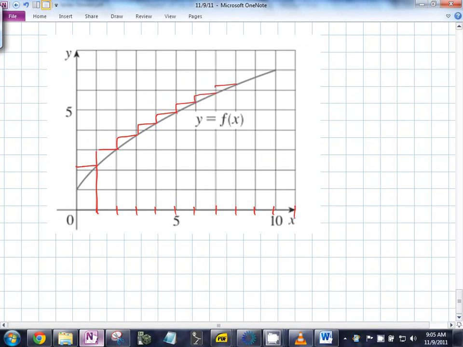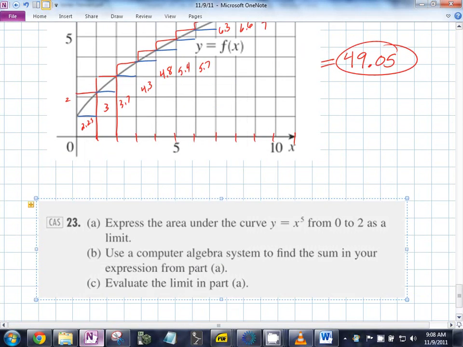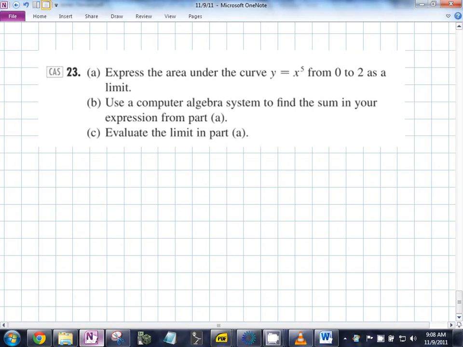Is this pretty similar? Express the area under the curve y equals x to the fifth from 0 to 2 as a limit. Is this pretty similar to what you've already done? Absolutely. Set as much of this up as you possibly can. Put your calculator down. I don't care about your answers that your calculator is giving you using the fnInt function on your calculator. I would like you to write me as much as you can.